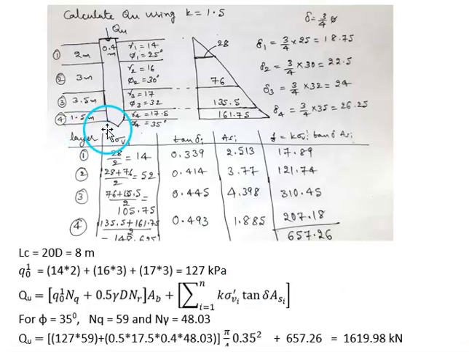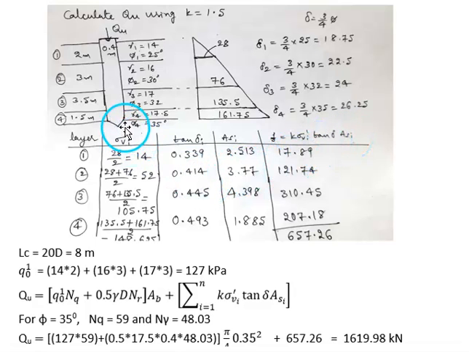Suppose the soil profile is given like this, then how to estimate the ultimate load carrying capacity? Here also there are 4 layers. So first we have to prepare the pressure distribution diagram. We have to calculate the effective stress at the bottom of each layer, and then we have to create a tabular column like this to estimate the frictional resistance of the pile.